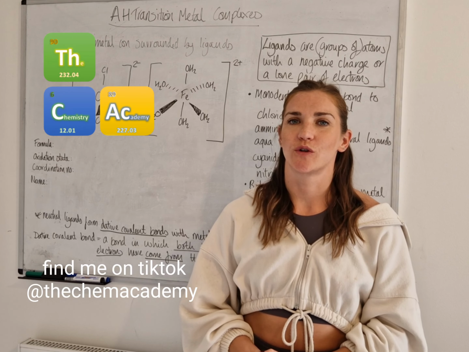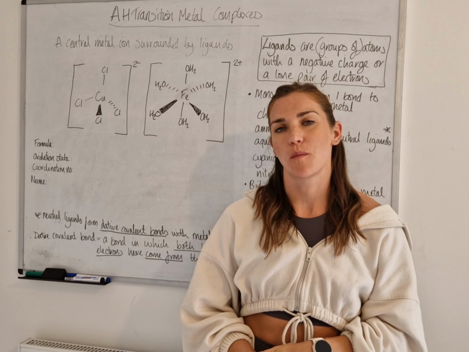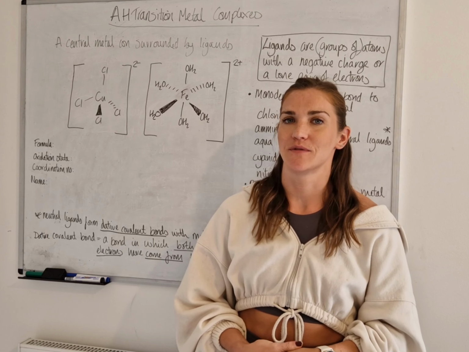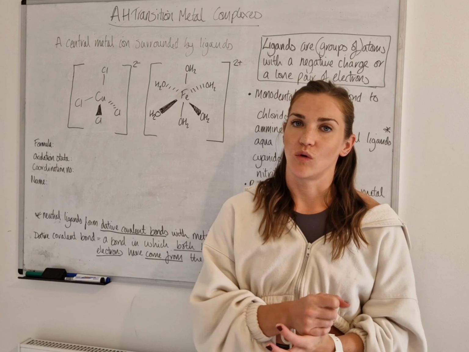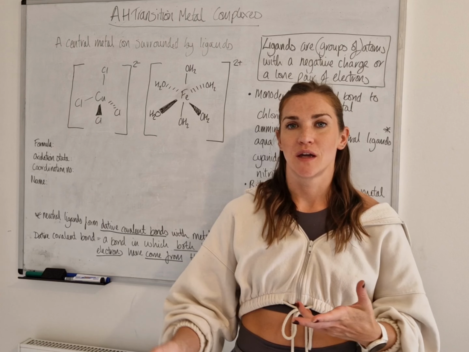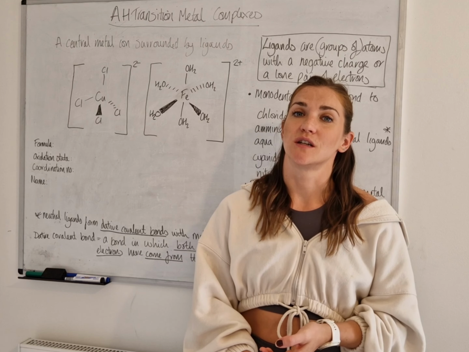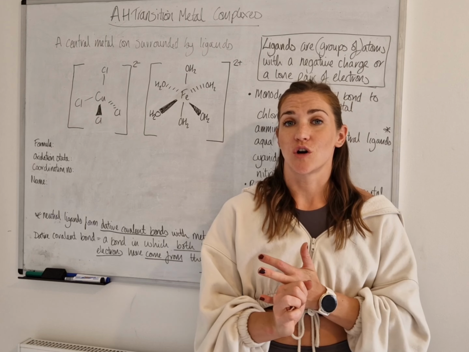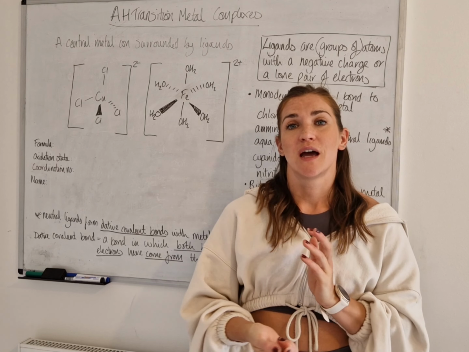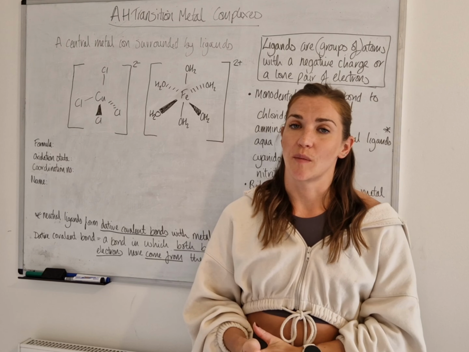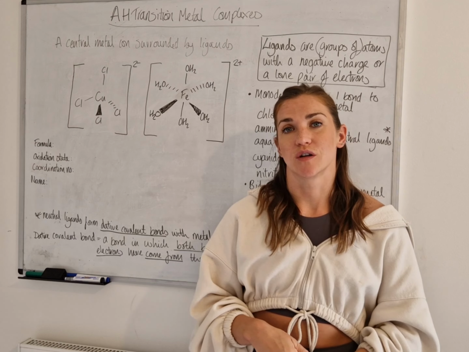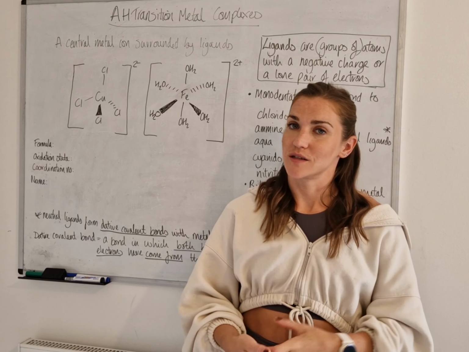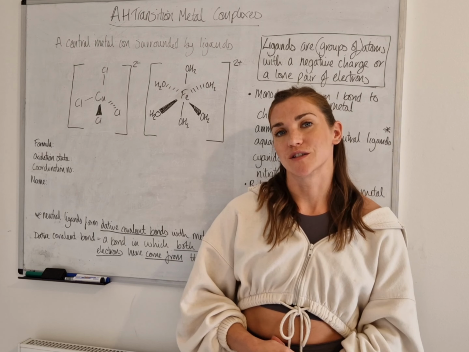In this video we're going to be looking at transition metal complexes as part of the Advanced Higher Chemistry course. So we're going to look at what they are, how we name them, working out the oxidation number for the transition metal within the complex, talk a bit about coordination number, and then we'll finish off with talking about the different colours that we observe in transition metal complexes and why we observe different colours.